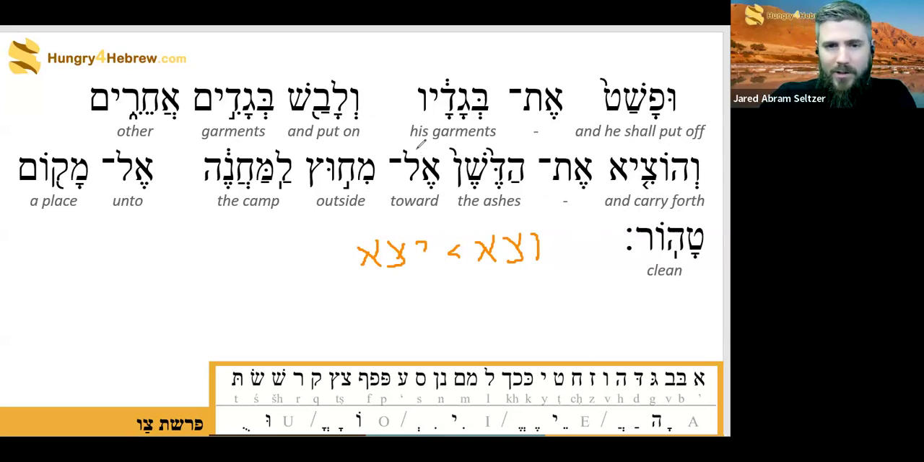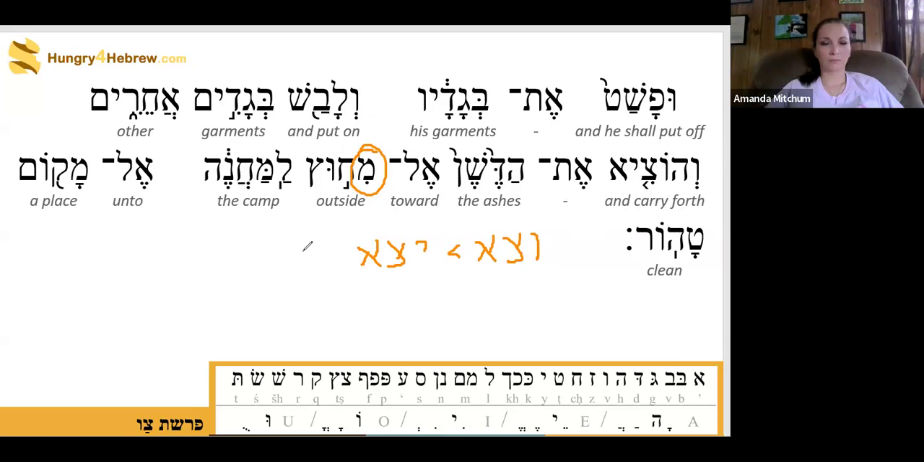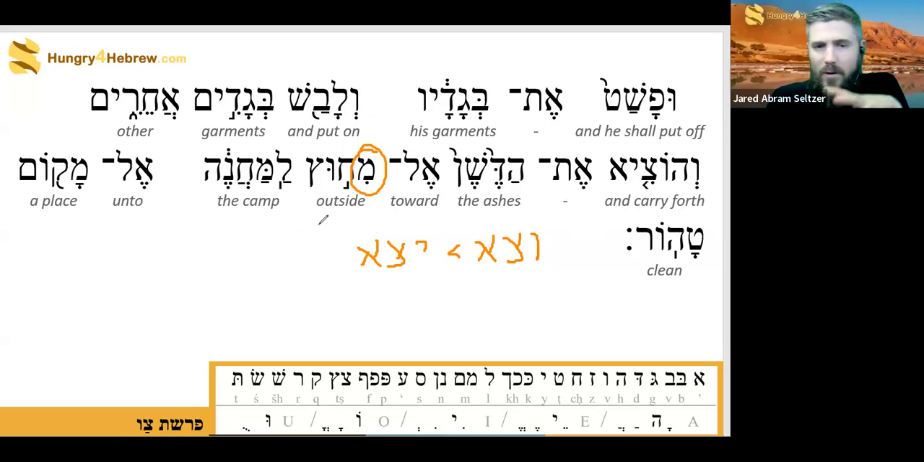Et hadeshen, the ashes, el michutz. What is this mi at the front? From. So it's from chutz, from outside of, even though in English that doesn't make a whole lot of sense, but it's referring to out there, further away from us, towards the outside. Michutz lamachane. So from outside of the camp.